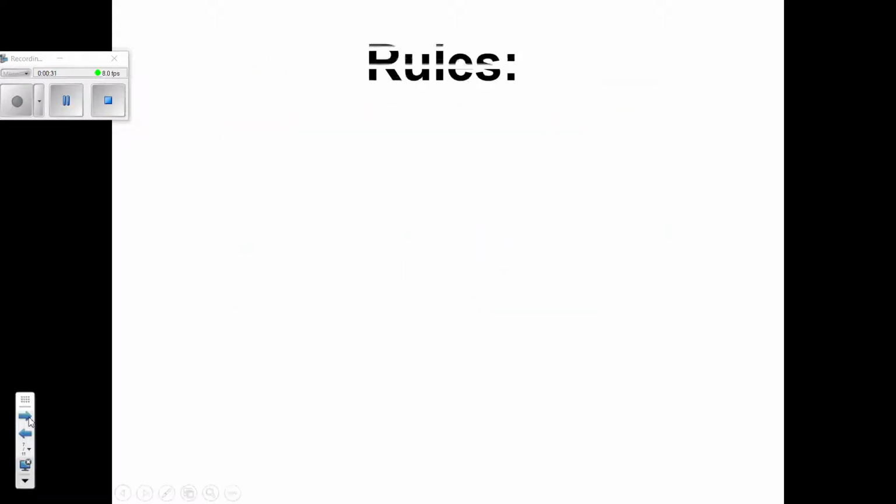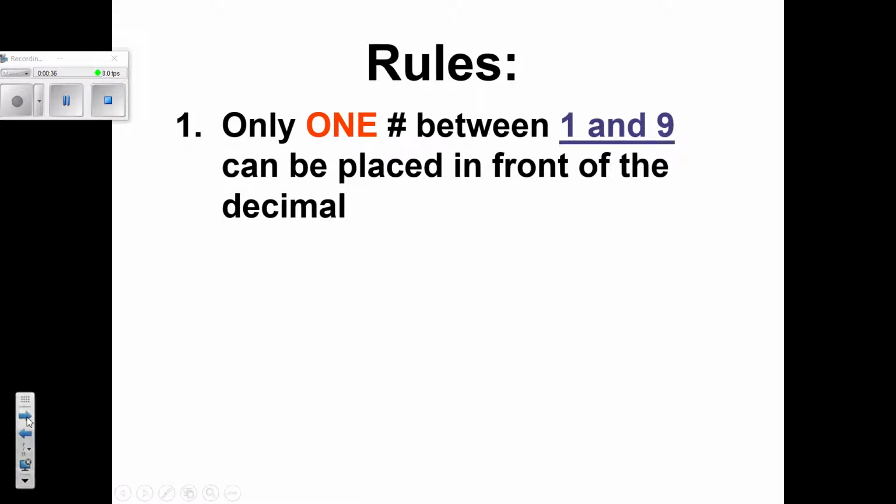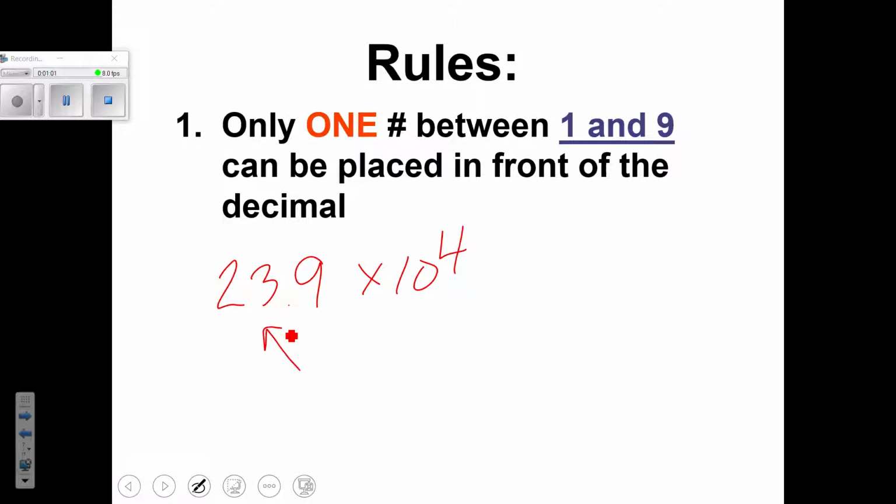So we're going to look at this real quick. There are a few rules that I gave you in class. The first thing to think about is you must have one number that falls between 1 and 9 in front of your decimal. So it does not matter which number it is, but you can only have one. So for example, you cannot have 23, and I'll show you what I mean. You cannot have 23.9 times 10 to the 4th power, because now you have two numbers in front of the decimal, so that does not work.